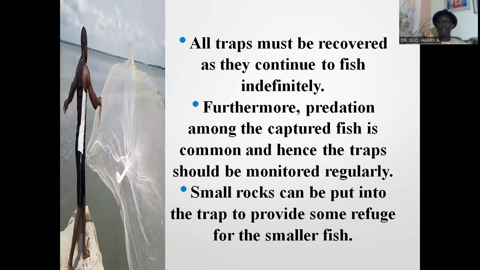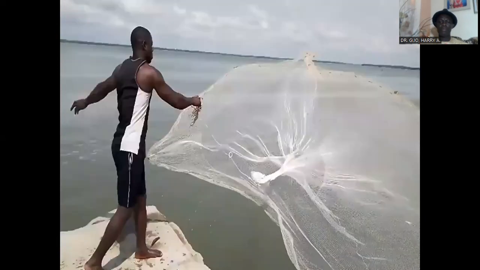All traps must be recovered as they continue to fish indefinitely. Furthermore, predation among the captured fish is common, and hence the traps should be monitored regularly. Small rocks can be put into the trap to provide some refuge for the smaller fish.